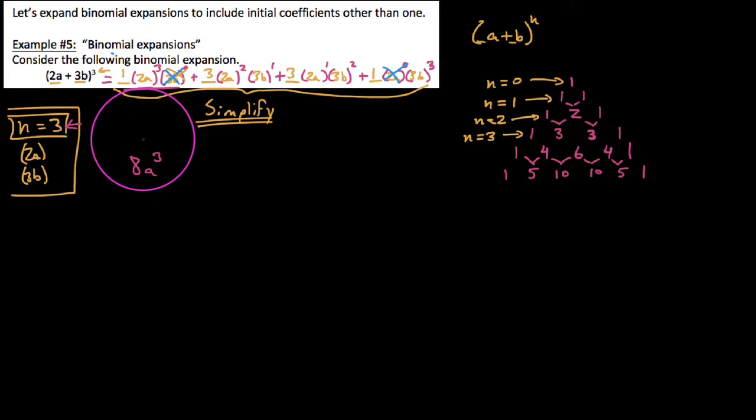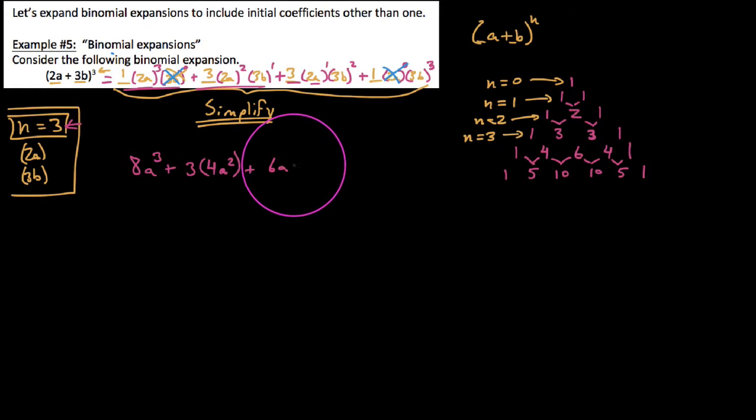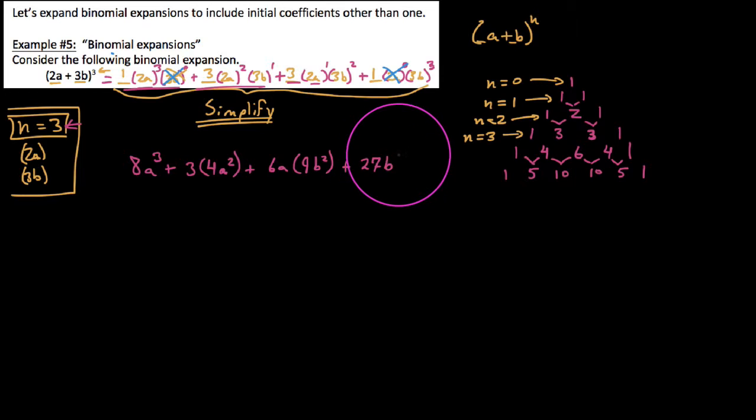So 2a cubed is 8a cubed. This term, done. We say plus. Now looking over here, we get 3 times 2a squared would be 4a squared. Plus, so this term's good. The next term is 3 times 2a to the first times 3b squared. I'm going to take 3 times 2a here, and I'm going to get 6a. And then 3b squared, that would be 9b squared. And finally, plus 1 times 3b cubed. Well, 3 cubed is 27, and b cubed, of course, is b cubed.